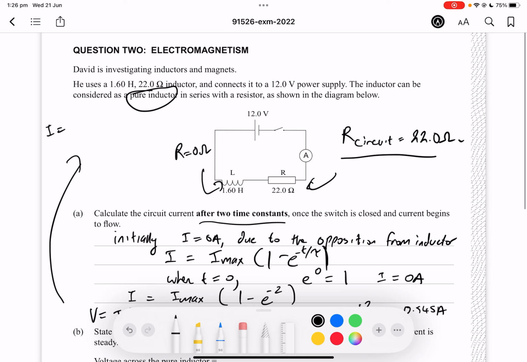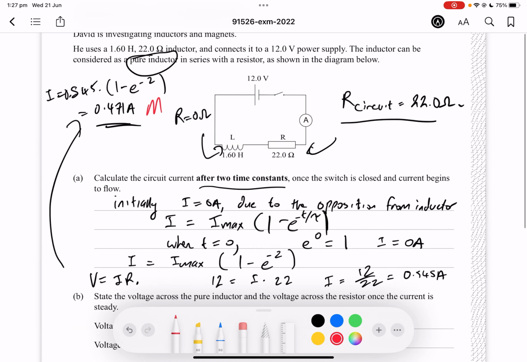Sorry, running out a little bit of space here, but in this case we know that I equals 0.545 multiplied by 1 minus e to the power of -2. And this will give us an answer of 0.471. That's our final answer for this question. This is a merit level question. If you can get the correct value for the maximum current, it's going to be an achieved, so maximum current here is achieved.